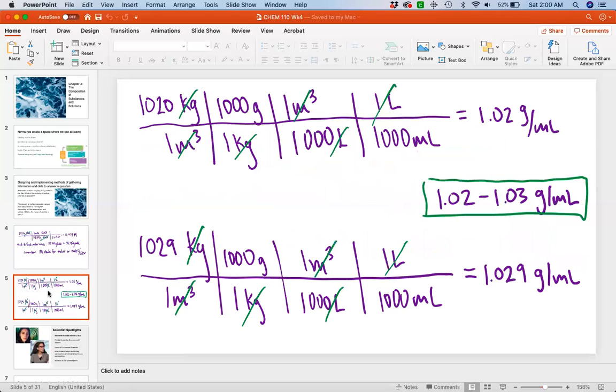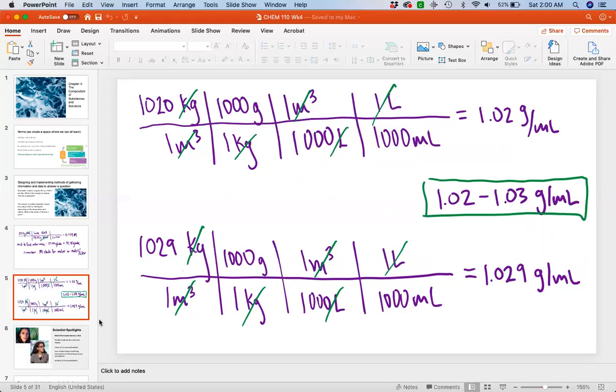Think about this other problem. Because we're dealing with a range, it means we actually have to do two calculations. So we have 1020 kilograms per meter cubed. And we're going to convert our kilograms to grams, and then we're going to convert our meters cubed to liters, and then we're going to convert our liters to milliliters. When we multiply across the top and divide by what's on the bottom, that gives us 1.02 grams per milliliter.